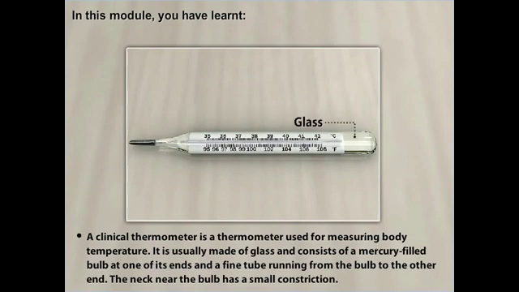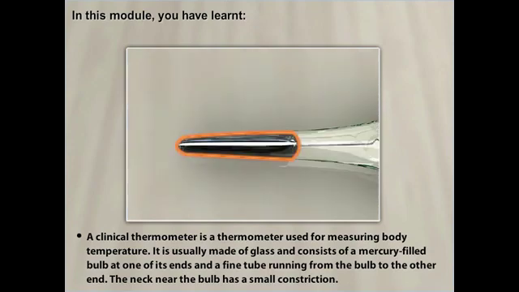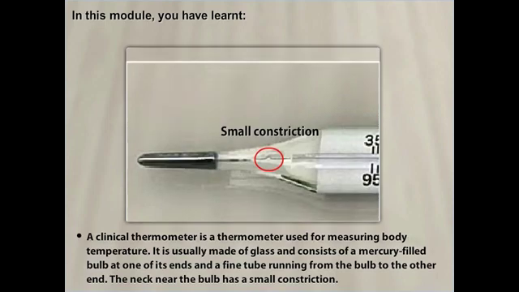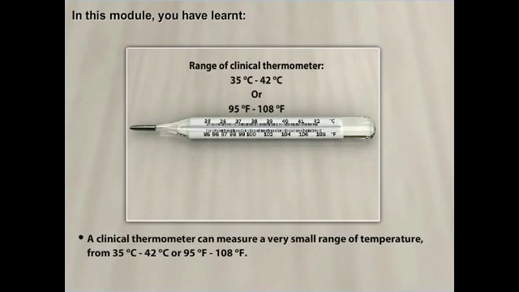In this module you've learnt a clinical thermometer is a thermometer used for measuring body temperature. It is usually made of glass and consists of a mercury-filled bulb at one of its ends and a fine tube running from the bulb to the other end. The neck near the bulb has a small constriction. A clinical thermometer can measure a very small range of temperature, from 35 degrees Celsius to 42 degrees Celsius, or 95 degrees Fahrenheit to 108 degrees Fahrenheit.